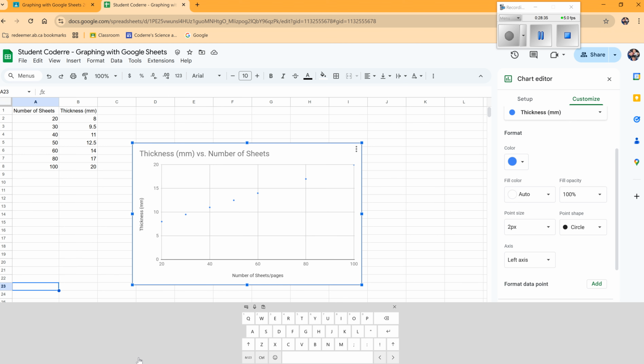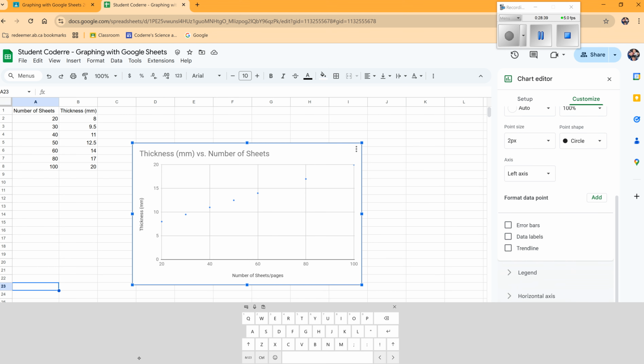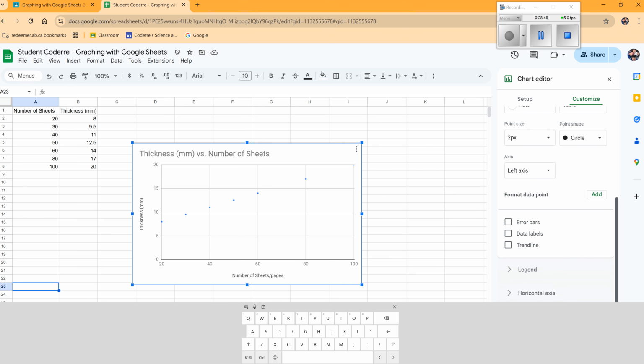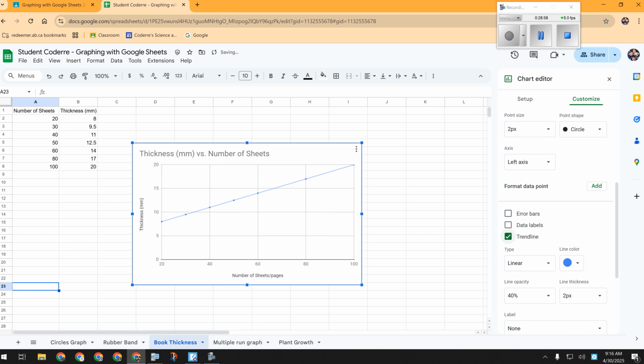Okay, speaking of the line, all right. We don't have one yet. So if we keep scrolling down, and that's what I did here, right? I just grabbed the scroll bar, okay, and I scrolled basically down to the bottom of that menu. I've got 3 check boxes there. One of them says trend line. Check that box.